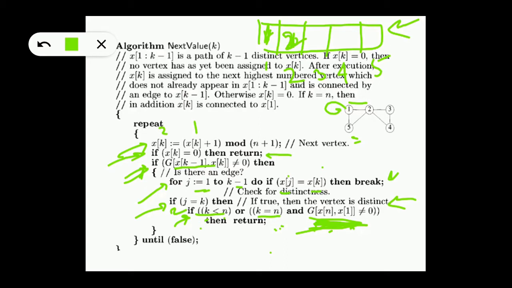So once we are done with this next value algorithm, the control is going to jump back to the Hamiltonian algorithm to a line wherein we are going to check to see if k is equal to n. So when this condition becomes true, there we have a for loop in which we are simply going to write the list of vertices that we have already visited.